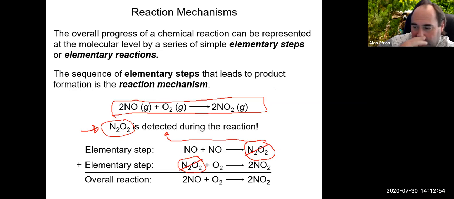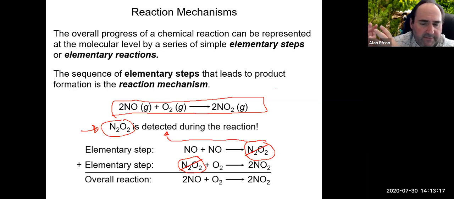And again, everybody on the left-hand side of the arrow will stay on the left-hand side of the arrow. Everybody on the right-hand side of the arrow will stay on the right-hand side of the arrow. And we do get the overall reaction that we see. The 2NO plus the O2 goes to the 2NO2. So this is a plausible mechanism or explanation of how we get there.